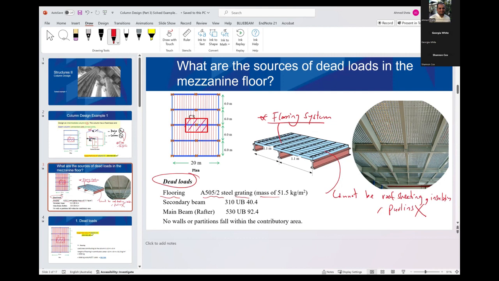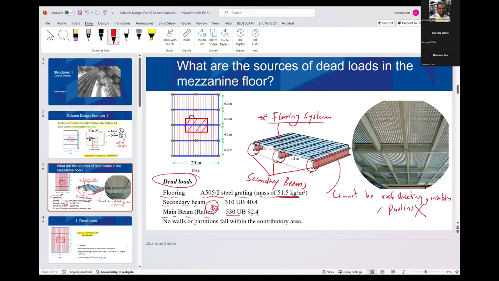So you will have the flooring as a 505 by 2 steel grating. The self weight of this one is 51.5, and we will be using some secondary beams. So these are the secondary beams here. And the main rafter or B2 will be 530 UB 92.4, and no walls or partitions.